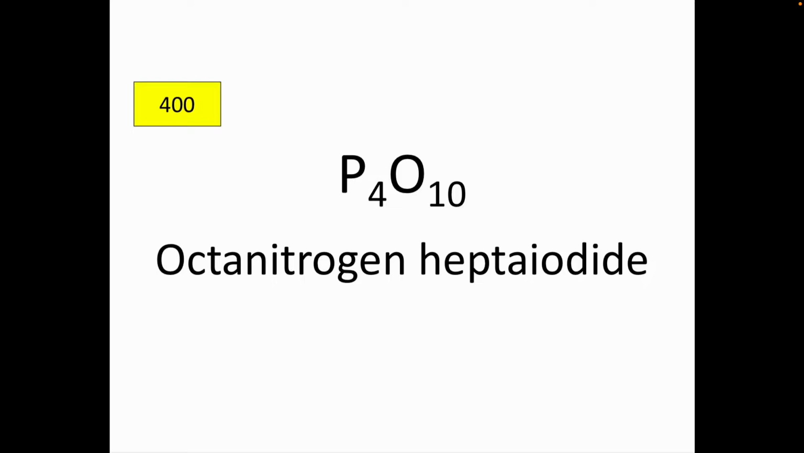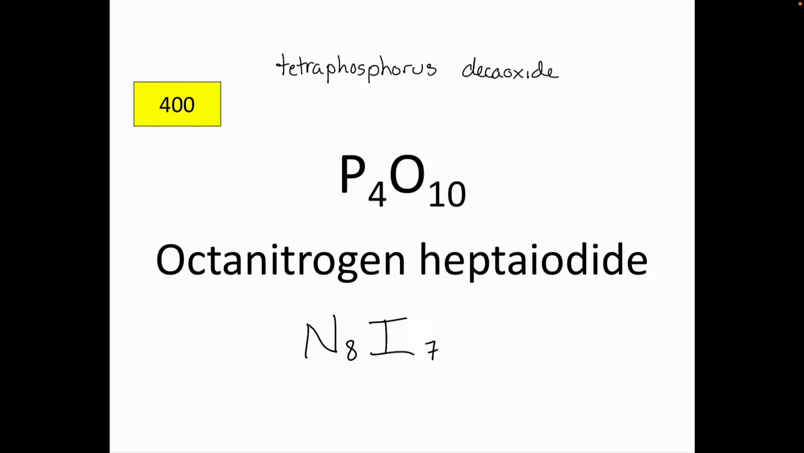Okay, so the first one would be tetraphosphorus, right? Don't put the "ide" on the end of the first one. And then oxide. And then octanitrogen heptaoxide. Octa is 8 and hepta is 7. Hepta is one that a lot of people forget for whatever reason. Okay, so just make sure to file that away.